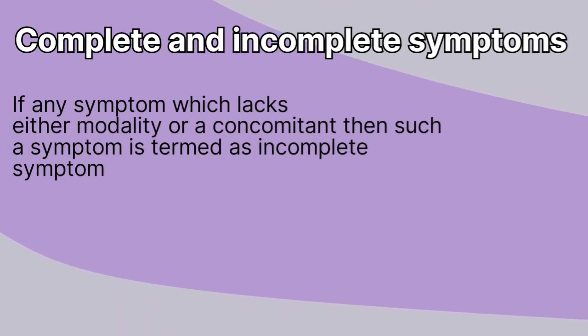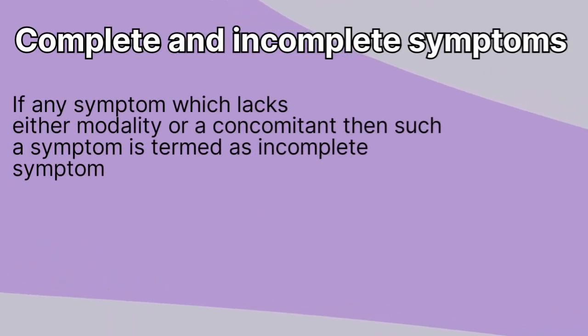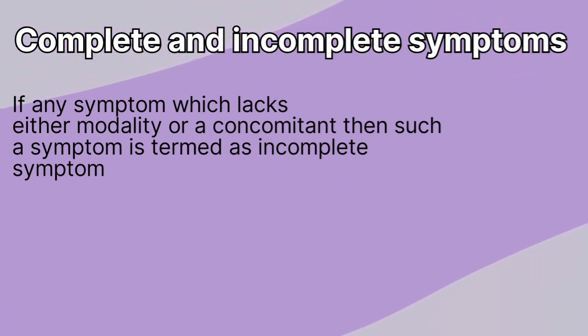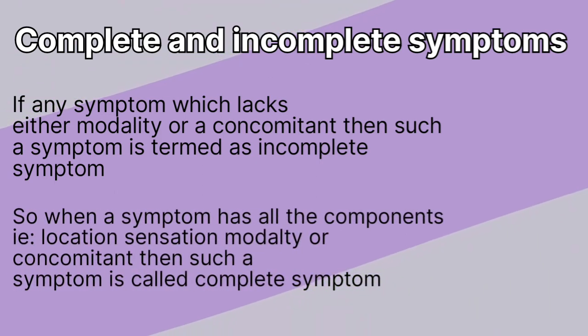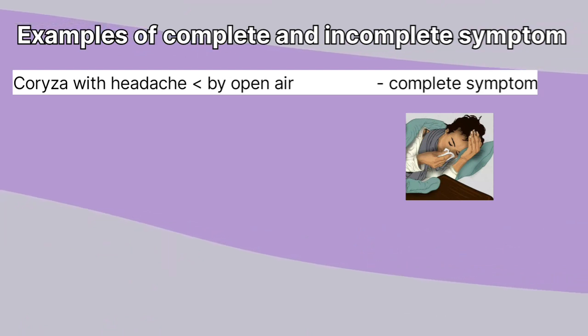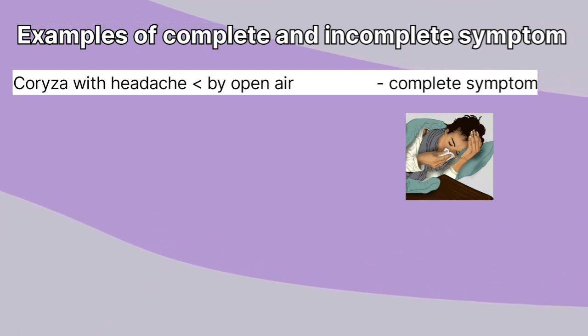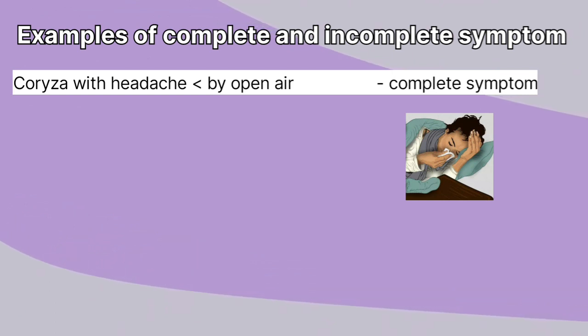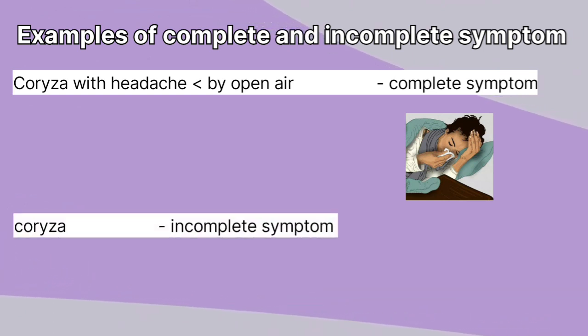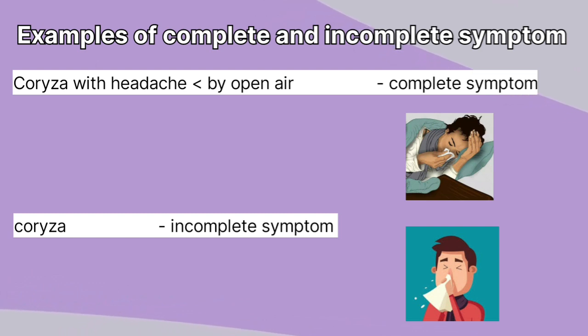These are the basic components of any symptom, which the physician should inquire about during case taking. But when, despite inquiring properly, in some cases the symptoms do not have the components of either modality or concomitants, then such symptoms are termed incomplete symptoms, and if the symptom has all the previously mentioned four components, then such symptoms are known as complete symptoms. Example, coryza with headache aggravated by open air is a complete symptom as it has all the important components of a symptom, while just coryza without any modality or concomitant becomes an incomplete symptom.